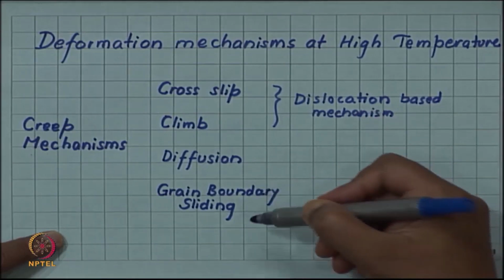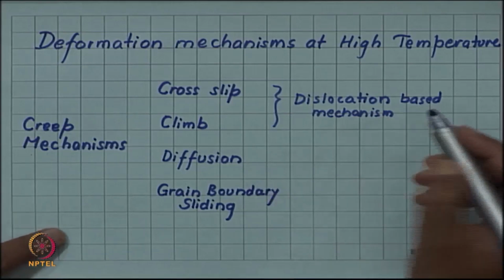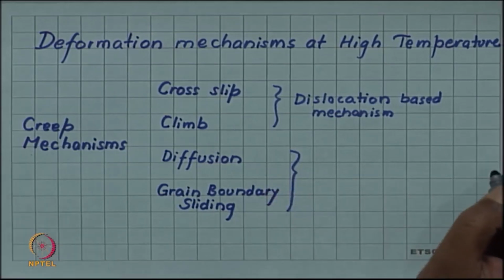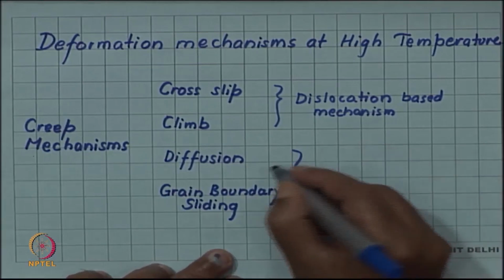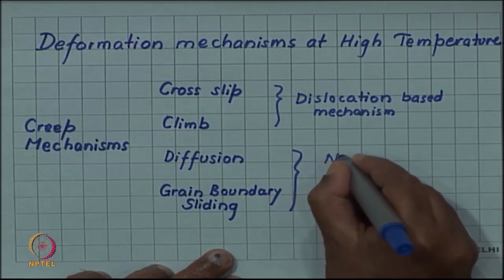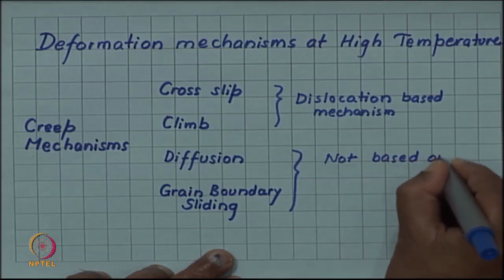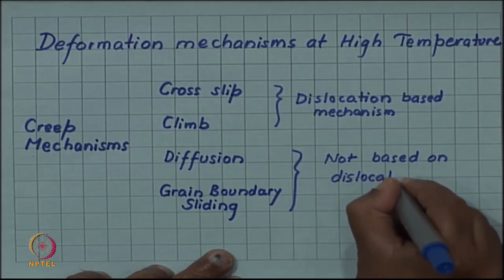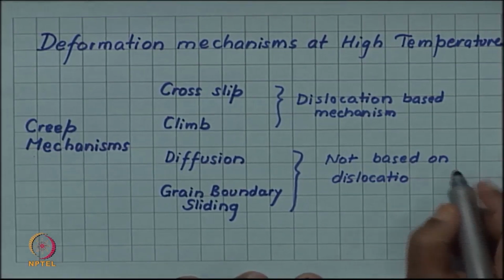But diffusion and grain boundary sliding, these are two mechanisms of plastic deformation which are not dislocation based, independent of dislocation, and they occur only at high temperature and do not happen at low temperature. So, they are particularly effective in creep. So, high temperature deformation need not necessarily be a dislocation based deformation.